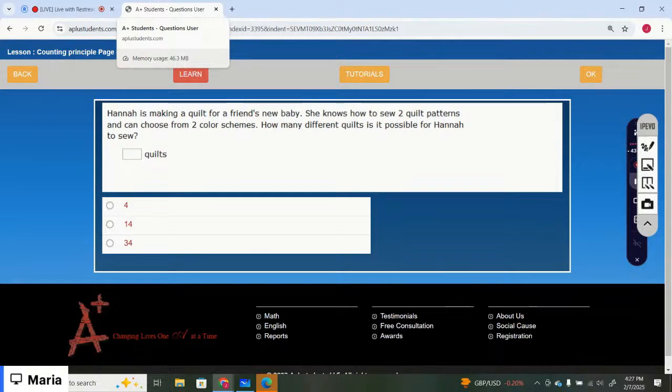Hannah is making a quilt for a friend's new baby. She knows how to sew two quilt patterns and can choose from two color schemes. How many different quilts is it possible for Hannah to sew?